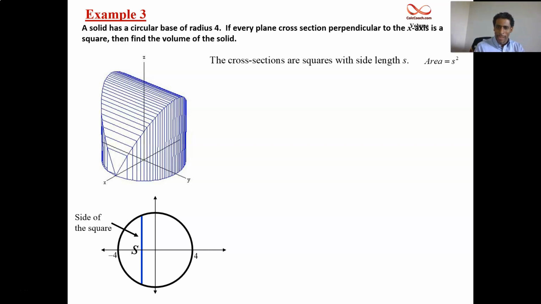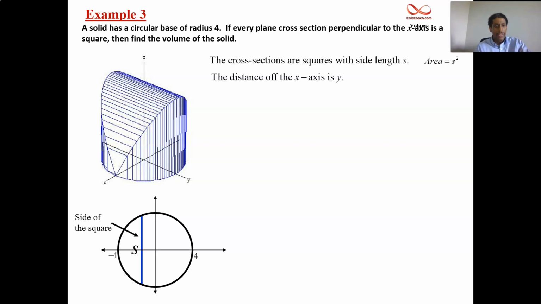So how long is that slice? It changes, right, depending on where you're at. When x is equal to 0, that slice is 8: 4 up and 4 down. But as x increases, it goes down. When x goes negative, it goes down as well. And this distance off of the x-axis is called y.